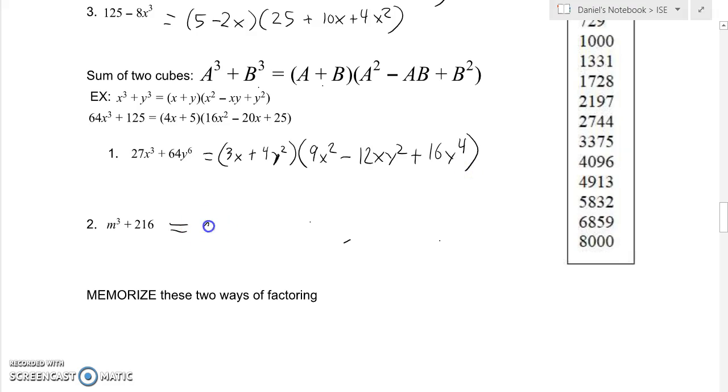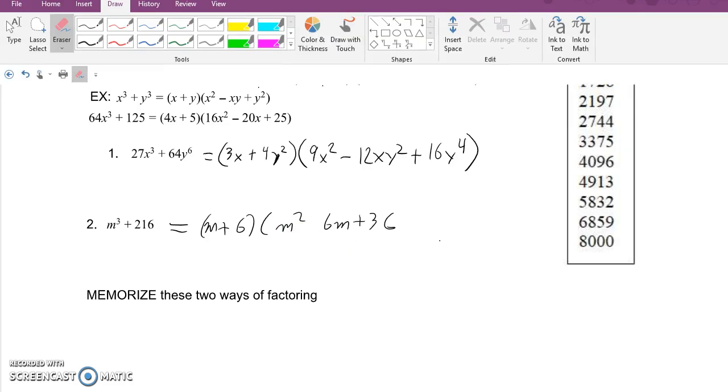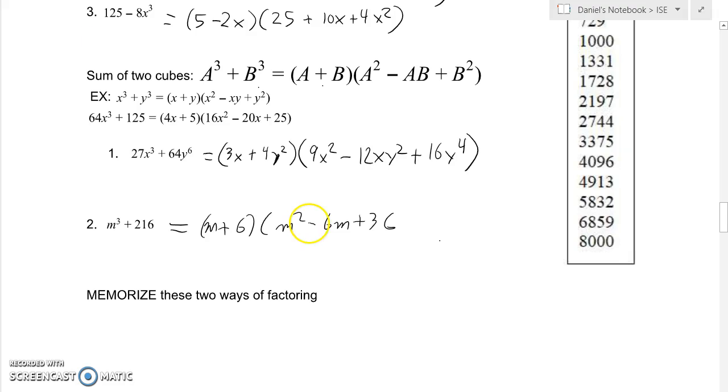We have (m plus 6) times (m squared plus 6m plus 36), except I screwed my sign up. This is the plus formula, so that's a minus. You have to memorize these two ways of factoring. The sum of two cubes and the difference of two cubes formulas lets you do these when you have to.